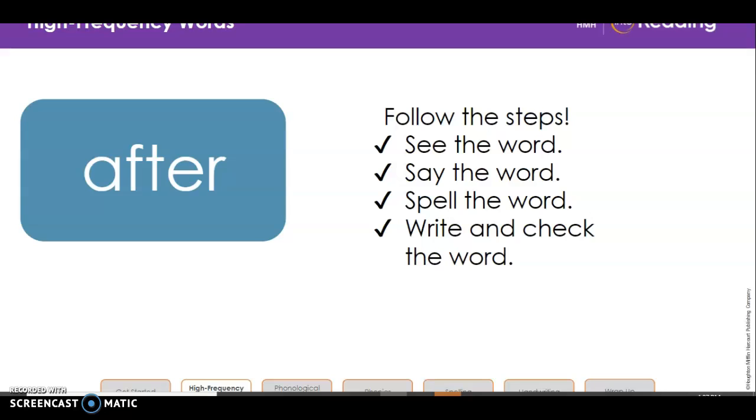This week, our first high-frequency word is after. Look at the word. Repeat the word after me. After. After. We like to eat dessert after dinner. Say the word again after me. After. Look at the letters in the word. Let's spell it out loud together.